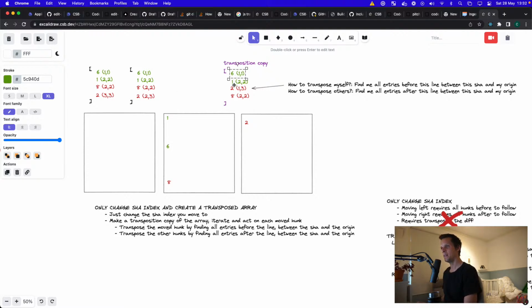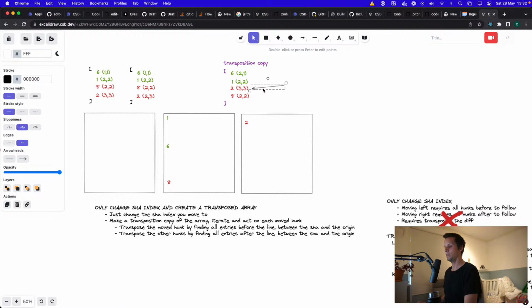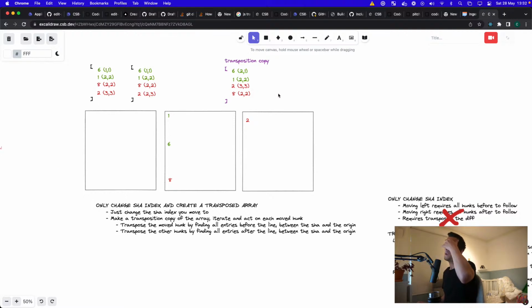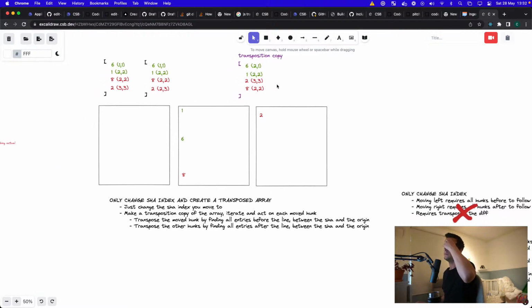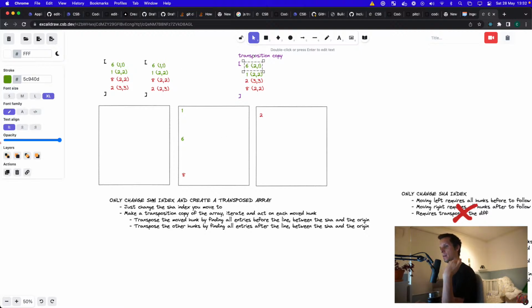What would happen here is that 6 is now on 2, 1, 2, 2, and this is still on 3, 3 now. Okay, we don't have to do this anymore. So we would go through the array. We would see, we would just change the SHA index of line 6 to be on SHA-2.